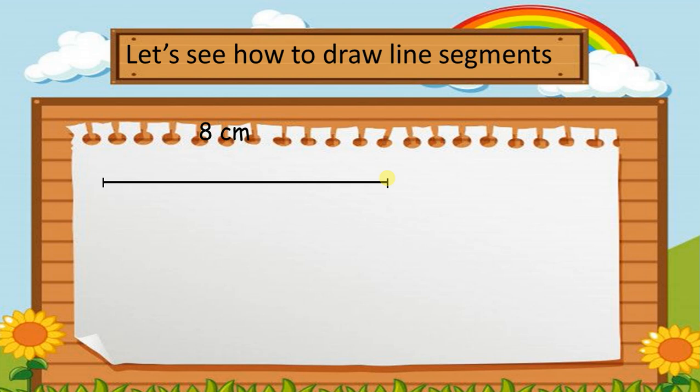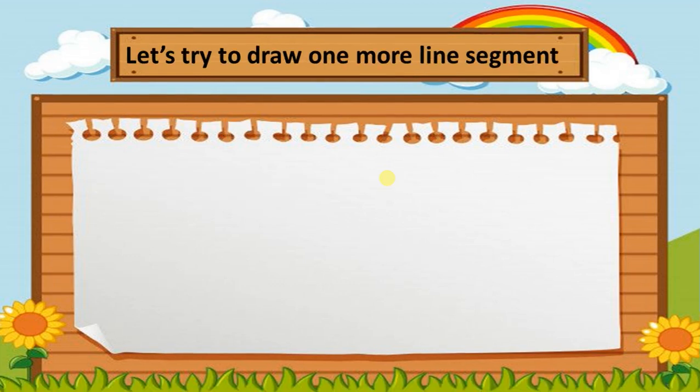Give a name to your line segment. Now I am giving A and B. Therefore, the name of my line segment is AB. Therefore, AB equals 8 centimeter. In this way, you can draw a line segment as well. Now I'm going to show you one more line segment.